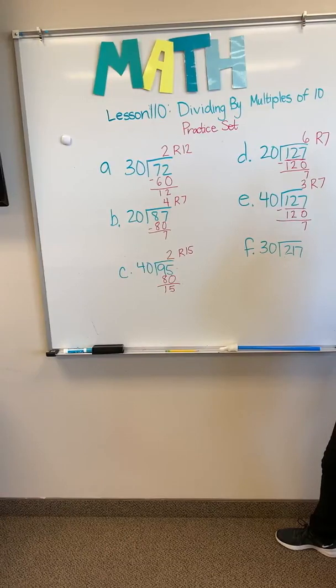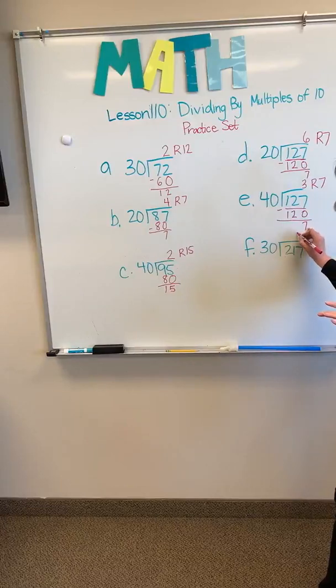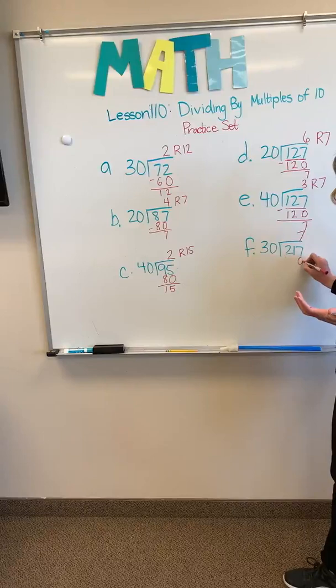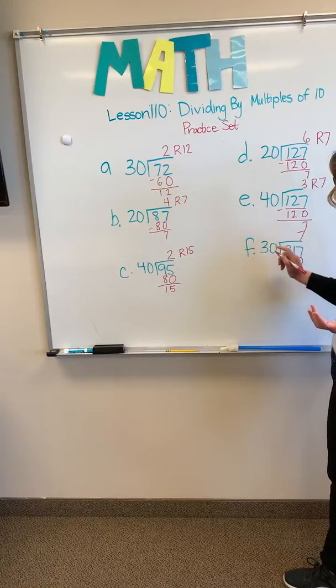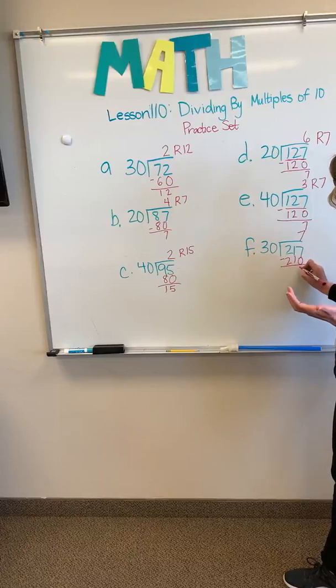I know that 5 times 30 is 150. I know that 6 times 30 is 180. I know that 7 times 30 is 210. It sounds like 7 times 30 is going to be closer. So I say 7 times 0. 7 times 3 is 21. We subtract.